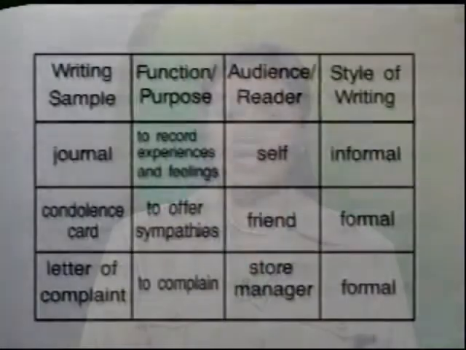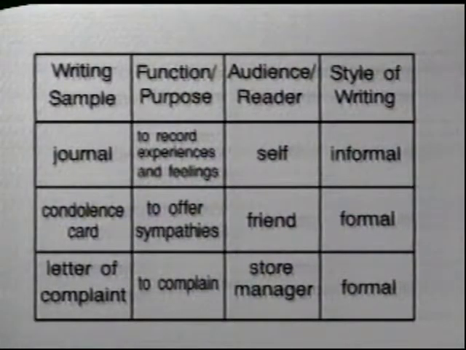Why is it important to consider these questions? Knowing what a person is writing for and being aware of who is going to read that piece of writing may help the writer decide what to put in and what to leave out, and what style of language to use. Let's look at the grid. That shows how the style of the writing sample is shaped by the function or purpose, as well as the audience or reader. Do you make your students keep journals?